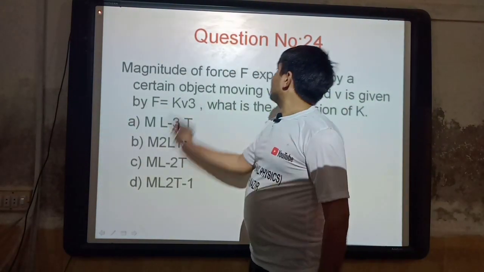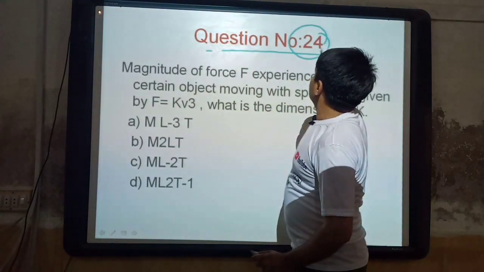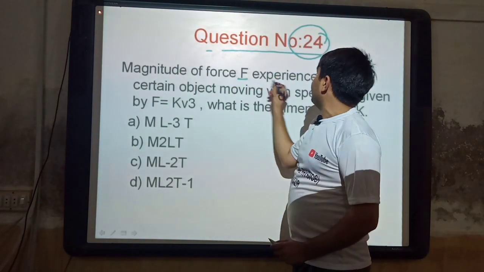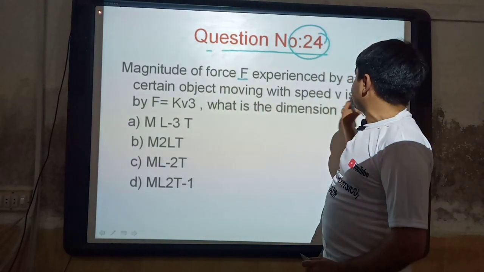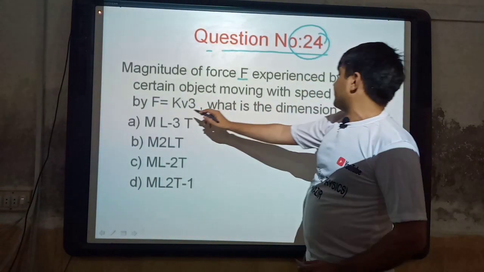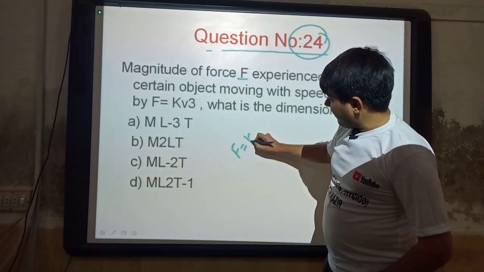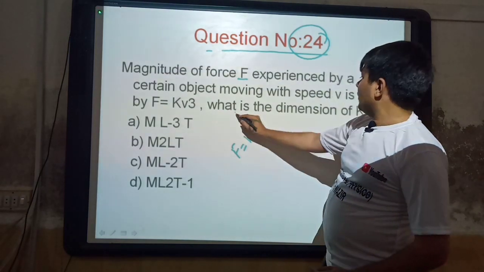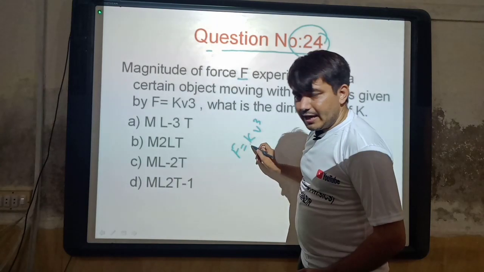Okay viewers, we are going to discuss question number 24. The magnitude of a force F experienced by an object moving with speed v is given by the expression F is equal to k v cube. What is the dimension of k?